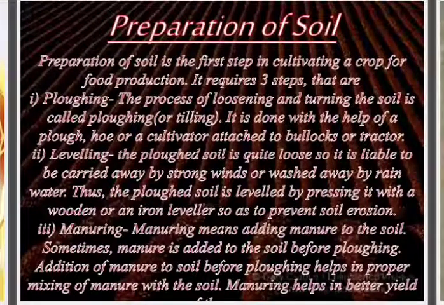Number 1, preparation of soil. Preparation of soil is the first step in cultivating a crop for food production. It requires 3 steps. The first is ploughing. The process of loosening and turning the soil is called ploughing or tilling. It is done with the help of a plough, hoe, or a cultivator attached to bullocks or a tractor.